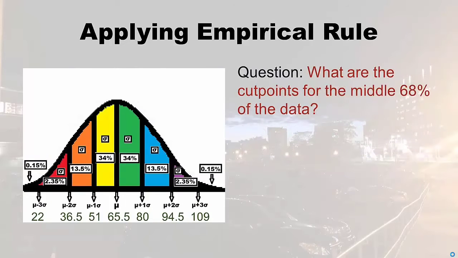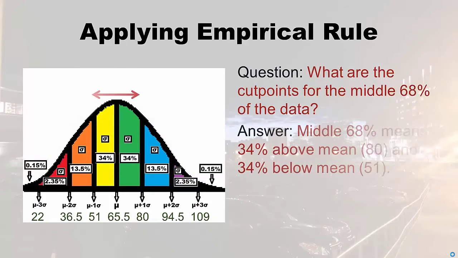What are the cut points for the middle 68% of the data? I just wanted to show you an example of what if they say middle, right? Well, you're going to have to be centered around mu then. The middle 68% means 34% above the mean and 34% below the mean. So the cut points would be 51 to 80.